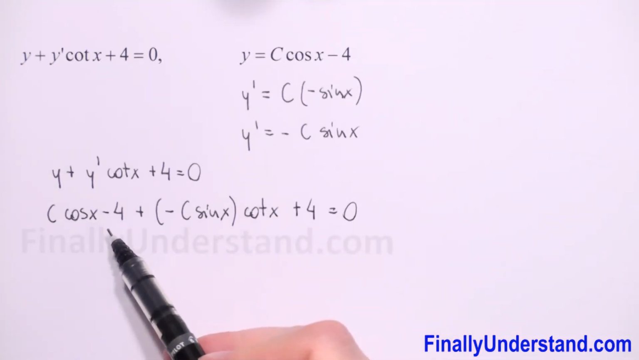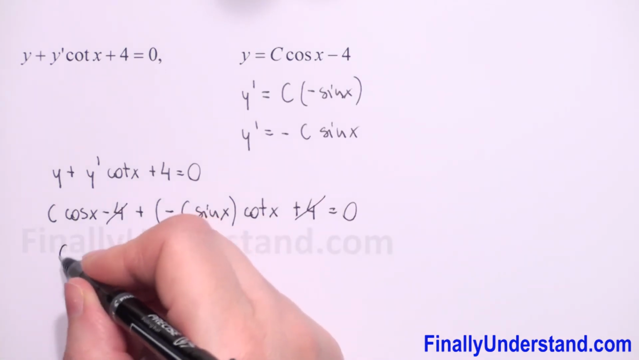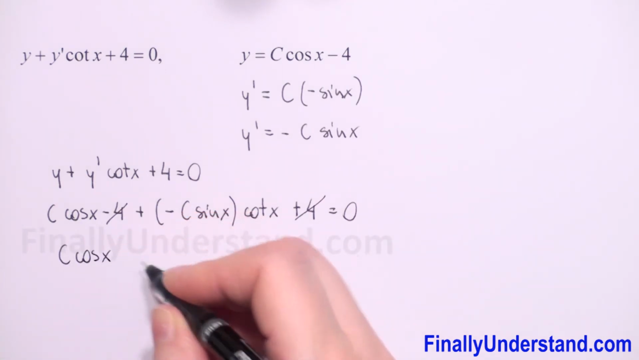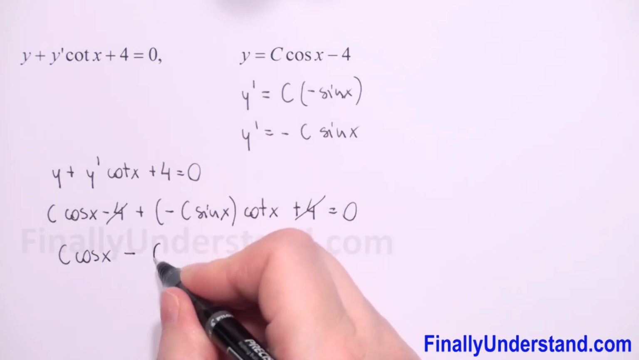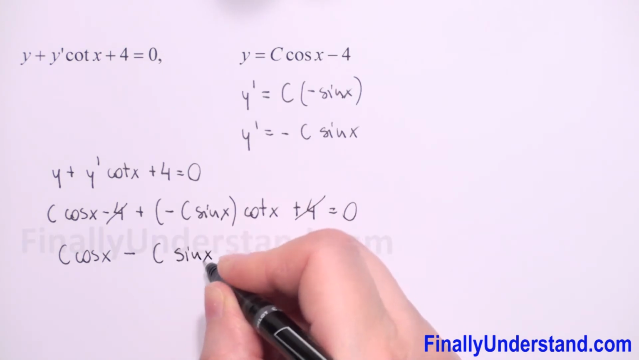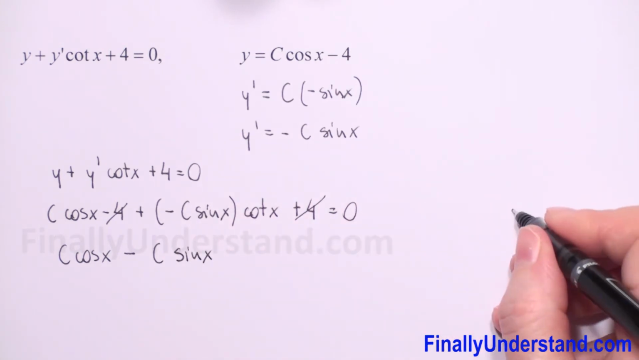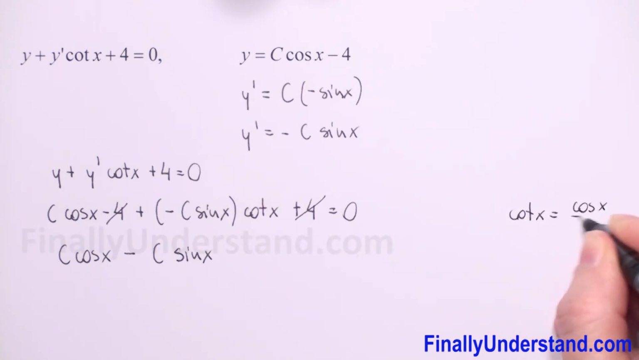We have negative 4 and positive 4, so this we can reduce. And we have c cosine of x. Positive and negative give me negative c, we have sine of x, cotangent of x, which is equal to cosine of x over sine of x.